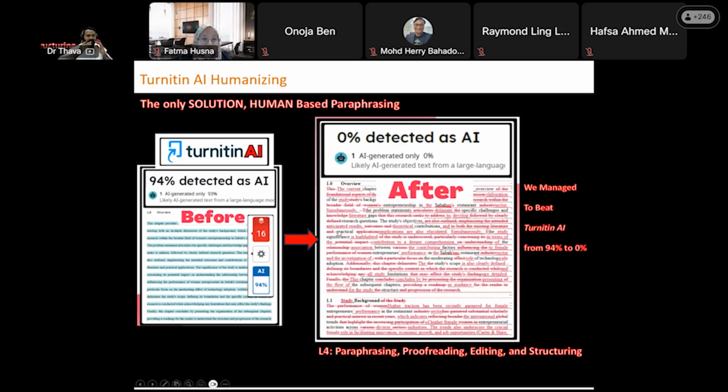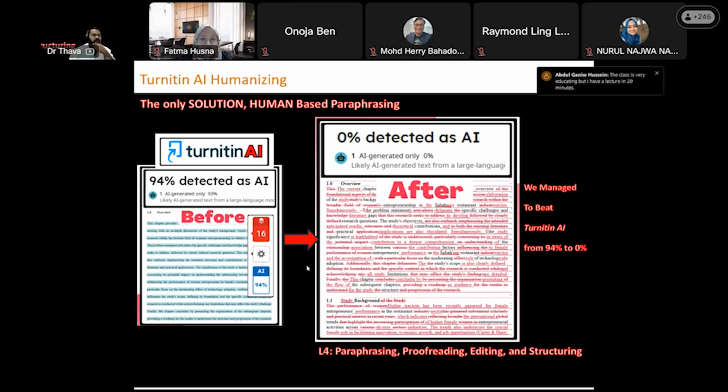That means you take the AI output and try to escape detection with the humanizing part, to eliminate Turnitin AI. The flow will tell you this was written by AI and paraphrased by AI. So you have two categories now. So what is the only solution? The only solution is human-based paraphrasing. We managed to beat Turnitin AI from 94% to 0% on both categories.